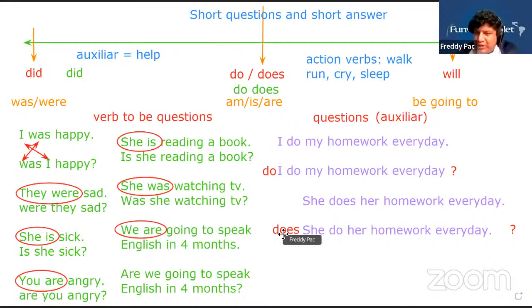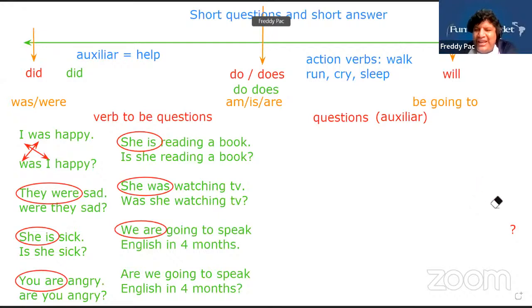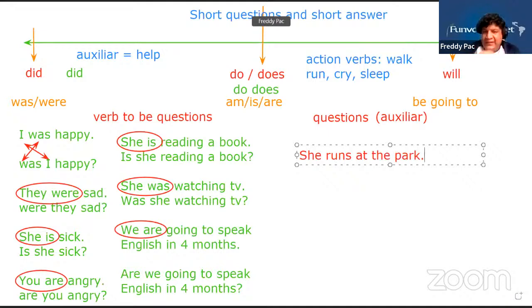Don't worry, because we are going to use another example. Okay, let's use another example in case you didn't understand. And I am going to ask you guys, so pay attention. Let's do another two more sentences in present, okay? She runs at the park. Okay? This is my sentence. She runs at the park.